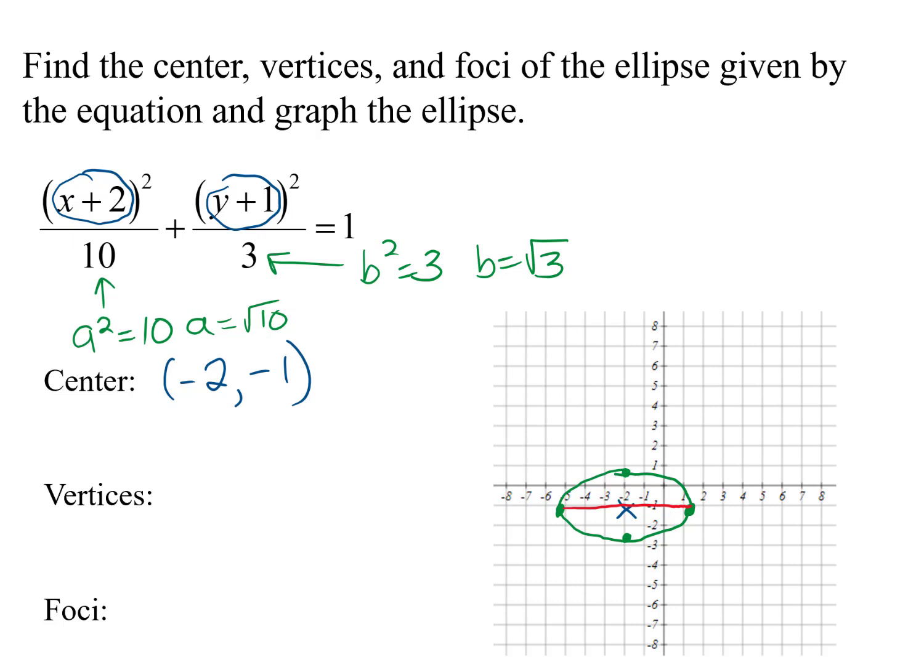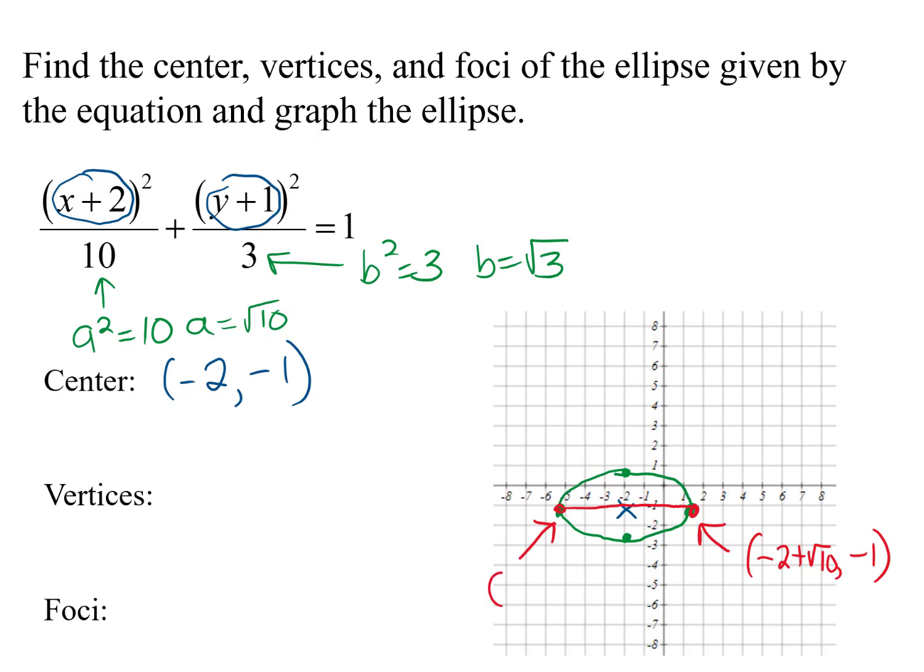And now we can find the vertices at the ends of the major axis. So there's one vertex, the other vertex over here. Now, how did we get to the vertex? We started at the x value of -2, and we added square root of 10 in each direction. So this one will be -2 plus square root of 10. We didn't change the y value, so the y value of the vertex is -1.